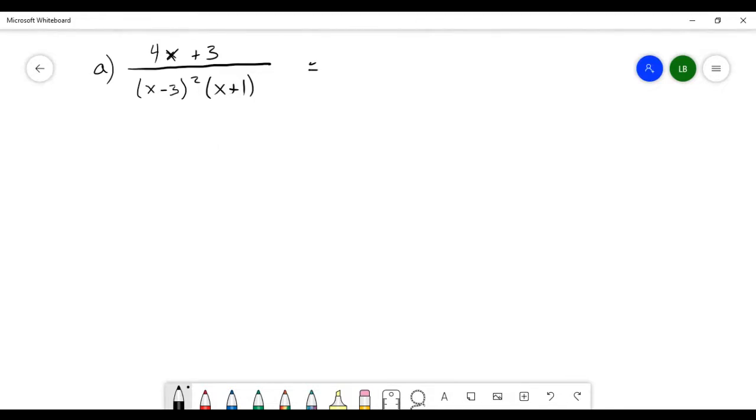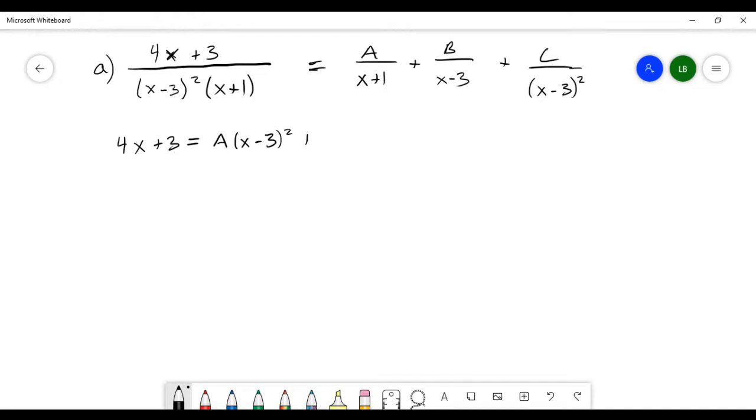Well, first off, we need to figure out what this decomposes into. Of course, your a, b, and c will change depending on what order you put them in. In this case, I'm going to put my single factor x plus 1 first. Then we have b over x minus 3, but since x minus 3 is a repeated factor, we need to have it squared as well. Then we let our numerator, 4x plus 3, equal to this opposite side. We've got a times x minus 3 squared plus b times x plus 1 times x minus 3 plus c times x plus 1.